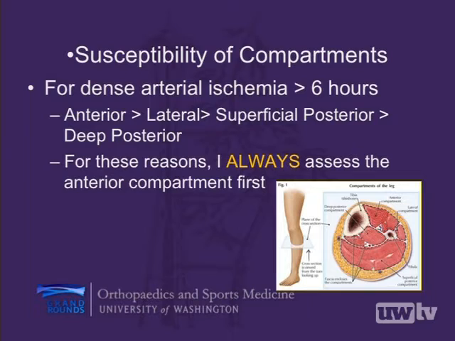One slide on the susceptibility of compartments to compartment syndrome. For dense arterial ischemia that lasts more than 6 hours, the anterior compartment is the most susceptible compartment to ischemia and reperfusion, followed by the lateral, then the superficial posterior, and finally the deep posterior muscle compartment. And for these reasons, I personally always assess the anterior compartment first when doing a fasciotomy.